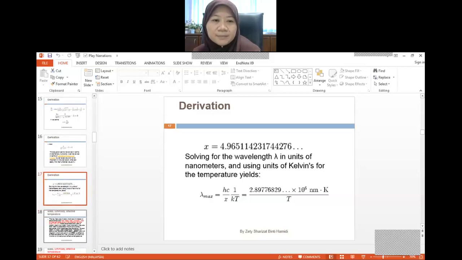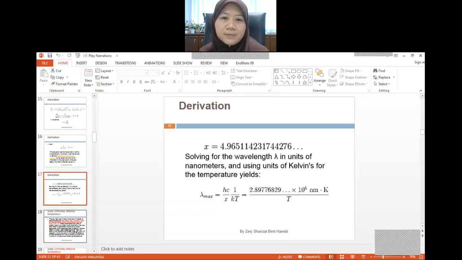Hopefully you understand how to prove and how to apply this formula. If you have any questions, you can ask in the next lecture, inshallah.